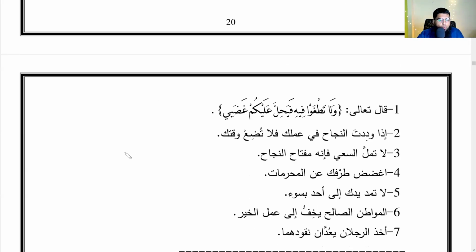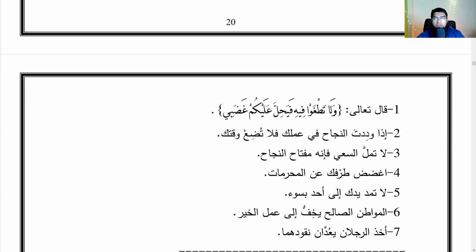Qala ta'ala: wa la tatghaw fihi fa yahilla 'alaykum ghadabi. So what he wants is muda'af. This is Taha again, a lot of verses from Taha. Kulu min tayyibati ma razaqnakum wa la tatghaw fihi: eat from the good things which we have provided and do not transgress. So first we'll see tagha, yatgha. He wants muda'af, but still we'll see tagha, yatgha.